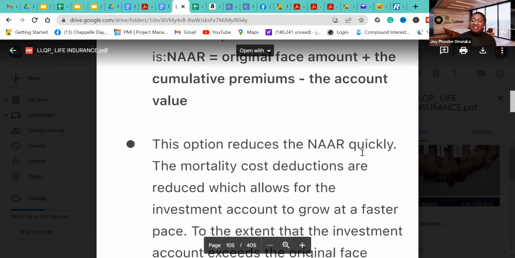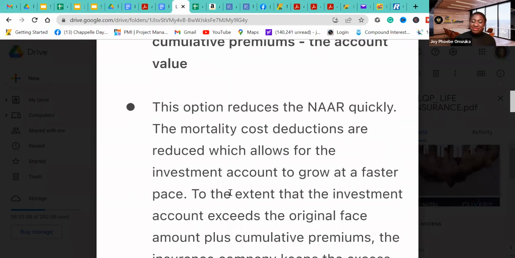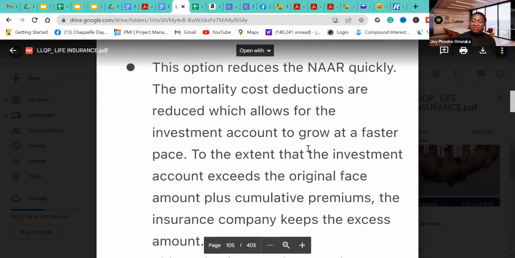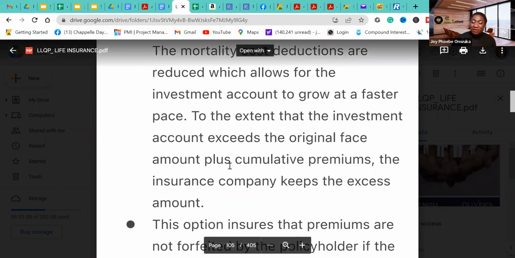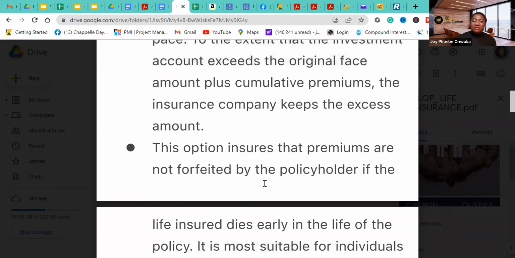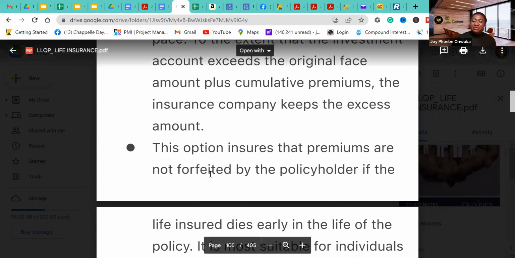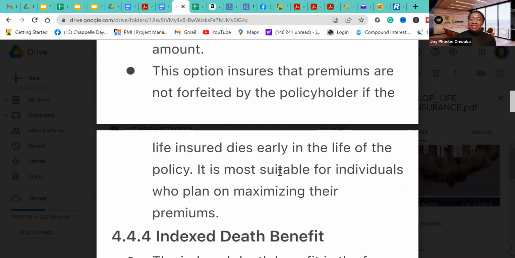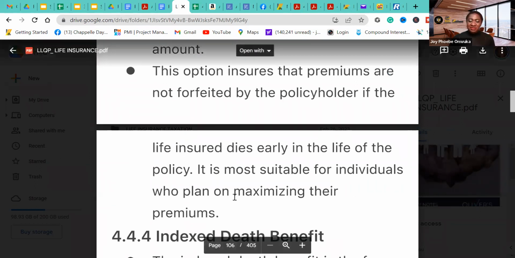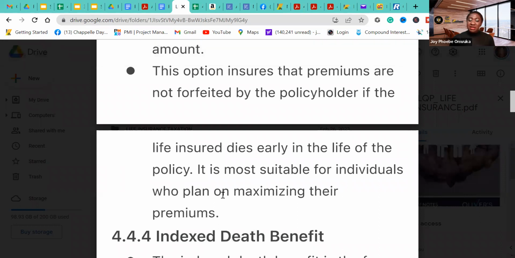Now, this option reduces the net amount at risk quickly. The mortality cost deductions are reduced, which allows the investment account to grow at a faster pace. To the extent that the investment account exceeds the original face amount plus cumulative premiums, the insurance company keeps the excess amount. This option ensures the premiums are not forfeited by the policyholder if the life insured dies early in the life of the policy. It is more suitable for individuals who plan on maximizing their premiums. Okay.